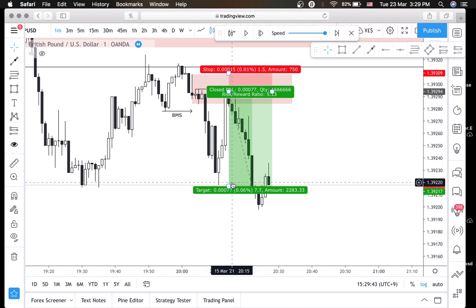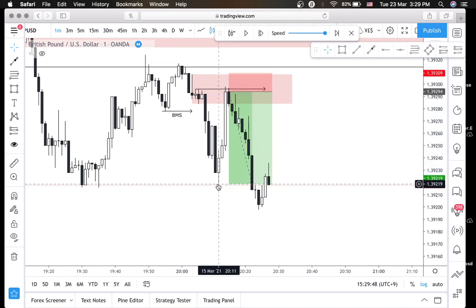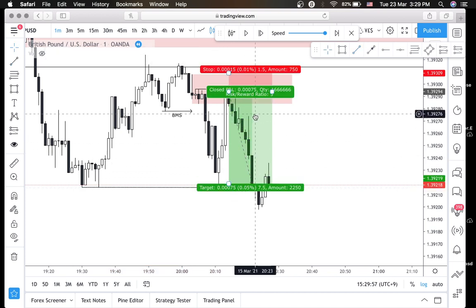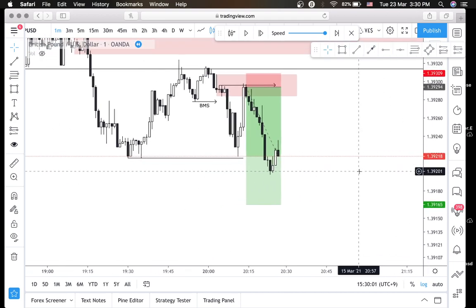I took my first partials at 5R right here, which of course is in line with the structure here. And you can see we have relatively equal lows, right? Over here. So I just took my first partials at 5R. I took like 80% at 5R or 70% at 5R, following my rules.